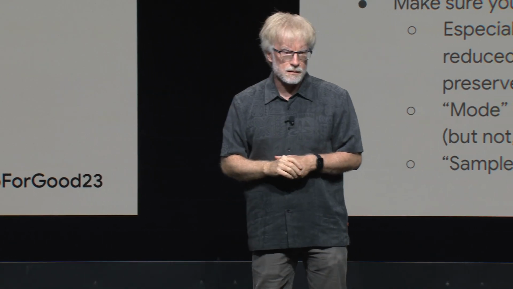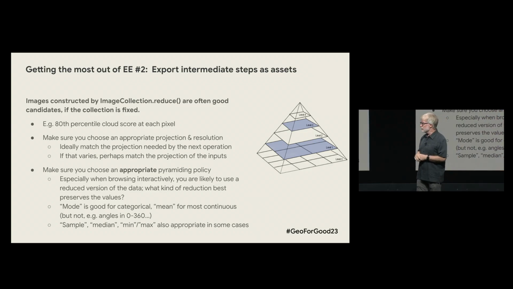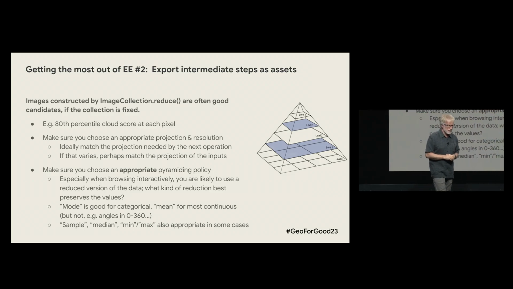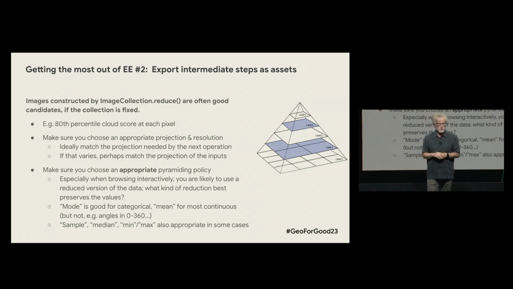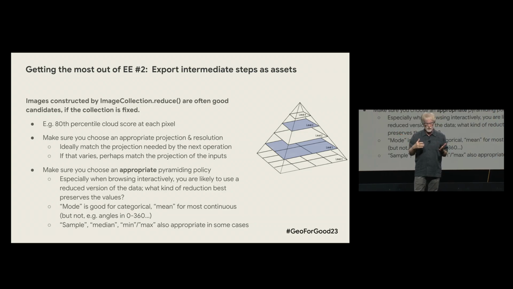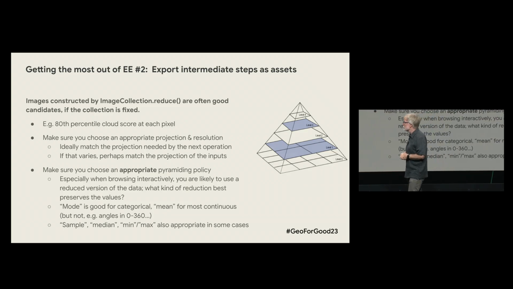Whenever you export an image in Earth Engine, you have to choose a projection and a resolution. And choosing the right projection and resolution for this intermediate saved image is going to be important. In Chris's case, he wanted a global image, so he picked a plate carrée projection. He didn't need very high resolution, and so it was relatively straightforward. In your case, if you were doing a smaller region, you might want a different projection. You might want higher resolution. It'll depend on the details of your data and the details of your algorithm.